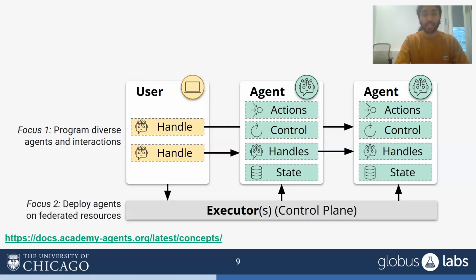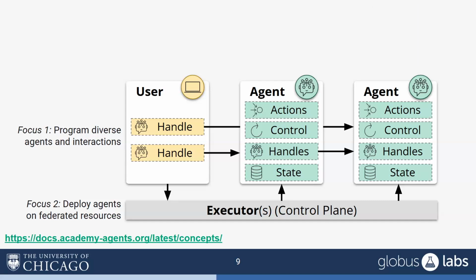Then the second focus is how do we deploy these agents? So we interoperate with existing solutions that have been widely tested and deployed, such as Ray, such as Parsl, such as Globus Compute, to deploy agents across distributed infrastructure.